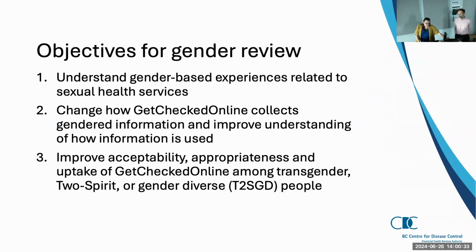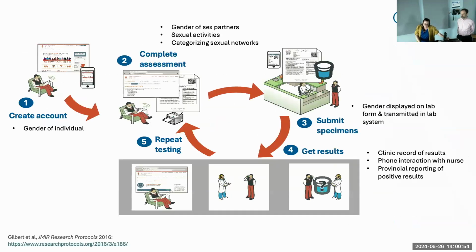Our objectives for this work were to understand gender-based experiences with sexual health services, to change how we collect gendered information, and to make it more clear to people how their information is used. Ultimately, we're aiming to improve acceptability, appropriateness, and uptake of Get Checked Online among trans, two-spirit, or gender diverse people. Here, when we talk about the boundaries around the problem, is a snapshot of some of the stages in the Get Checked Online process where gender is used or comes up.